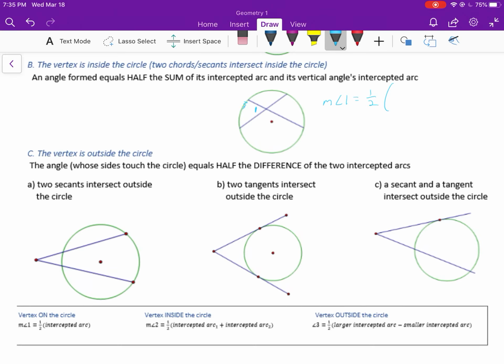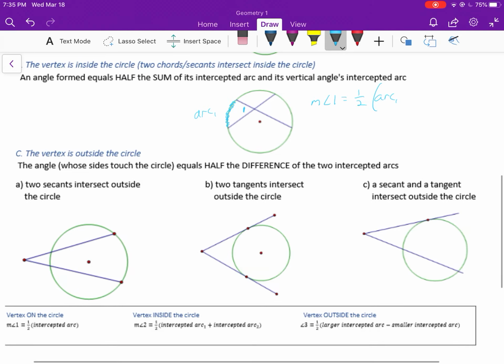Well, it's intercepting this one right here, and its vertical angle's intercepted arc. So let's say this is arc 1, and its vertical angle is here, its intercepted arc, so plus arc 2. One way I remember this is a plus sign: when you have this in here, this kind of looks like a plus sign if you turn it sideways. And you'll see what I'm talking about as we get to the next one, because it's going to use a minus sign between the two arcs.